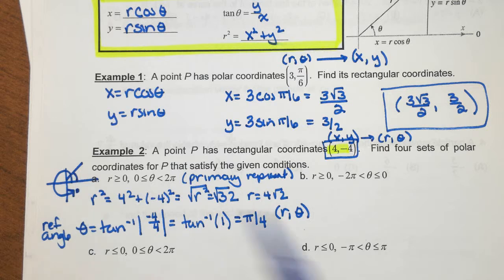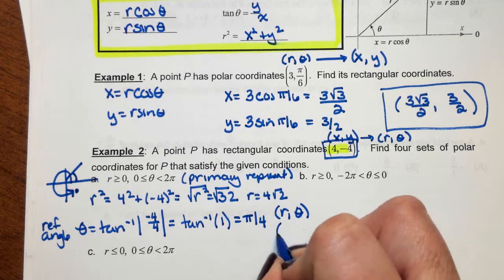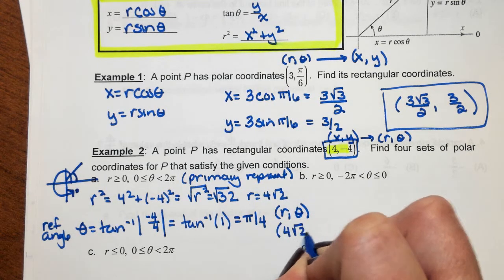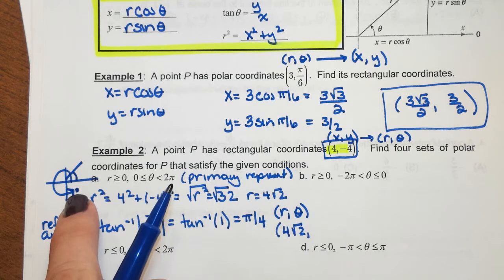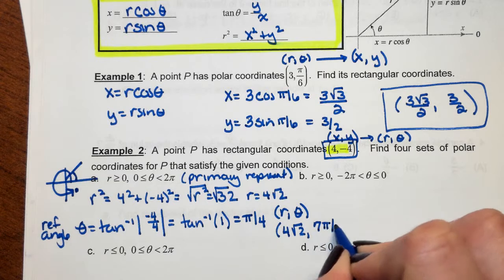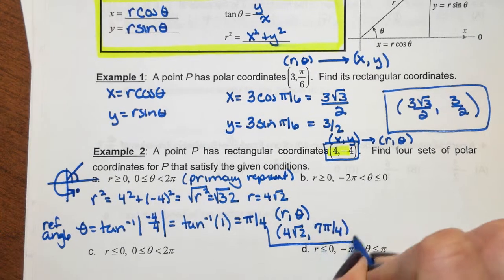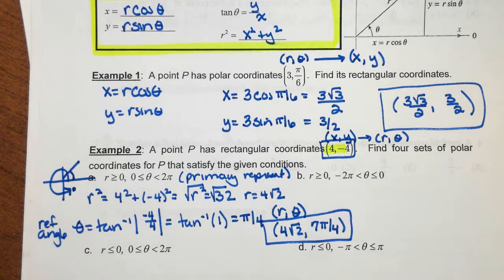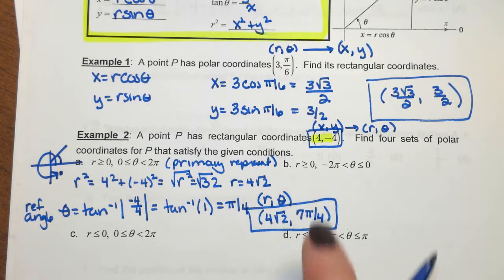Pi over 4 is an angle up here in quadrant 1. So then the theta value that I'm going to use to express this point in polar is going to be, with my r value of 4 square root 2. But again, my reference angle is pi over 4, so I know that it's going to have to be 7 pi over 4 down there in quadrant 4.